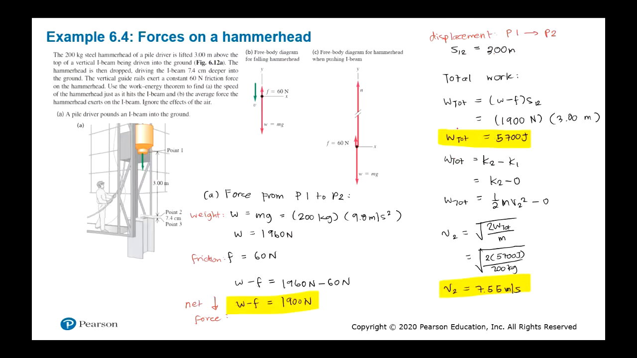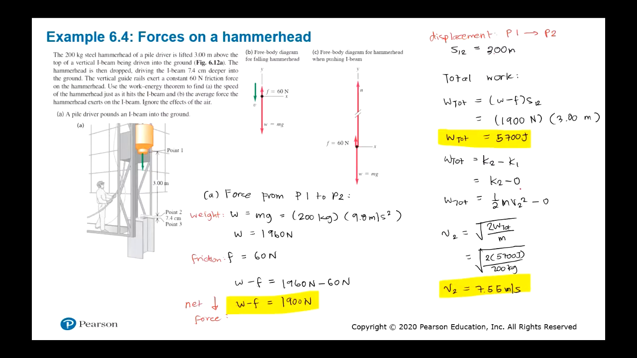With that, we have the total work. And then we have the work energy theorem, W total is equal to K2 minus K1. We want to know what K2 is first. Because it's starting at an initial point, it was at rest. So there's no velocity yet, which means that the kinetic energy K1 is zero. That is why we have K2 minus zero. And we also know that the equation for kinetic energy is 1/2 mv squared. And that is how we got this.